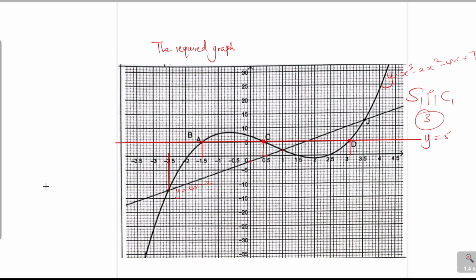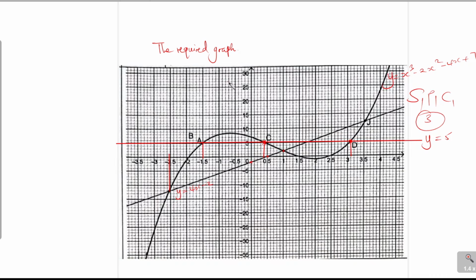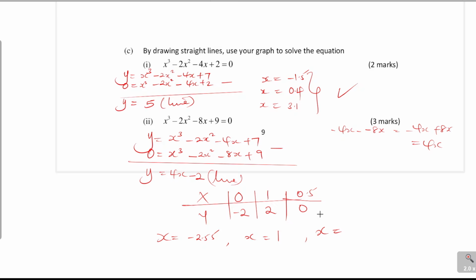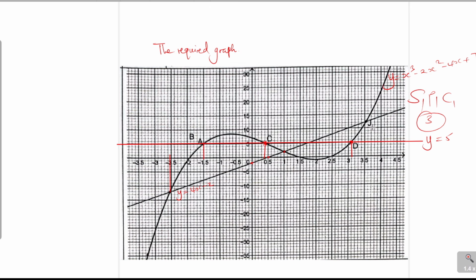And then the other one is here. This one is obvious, you can see it. The x coordinate of that point of intersection of the line and the curve is 1. So x is equal to 1. And then the other one is here.